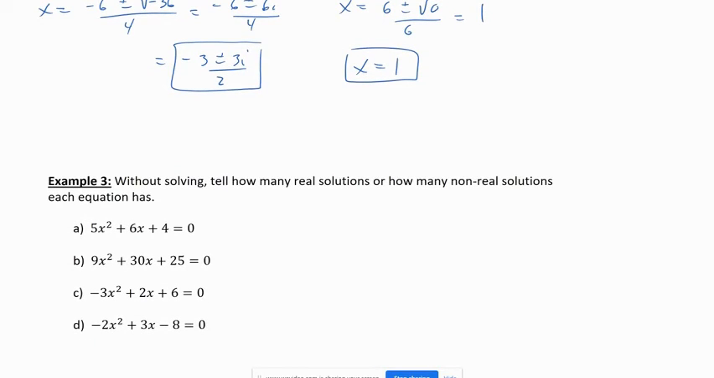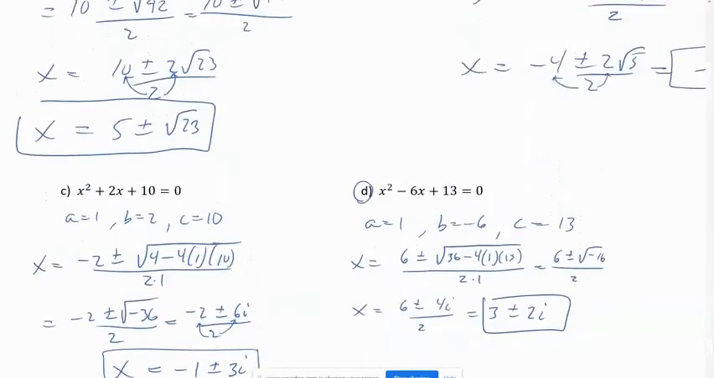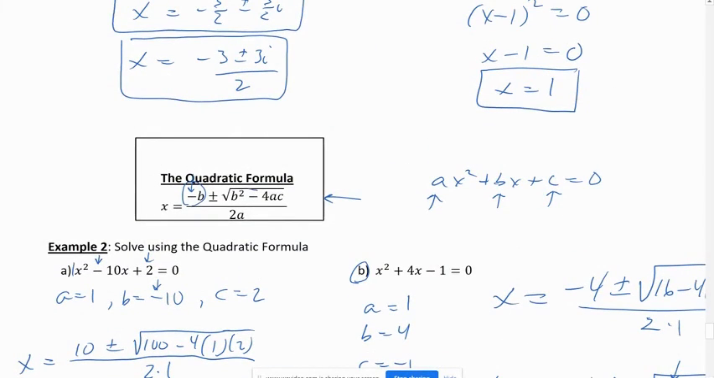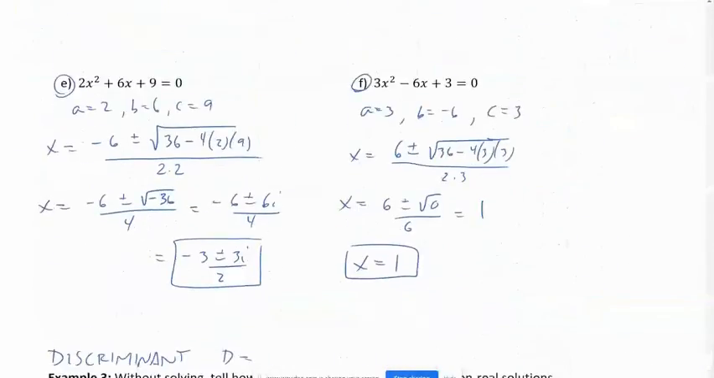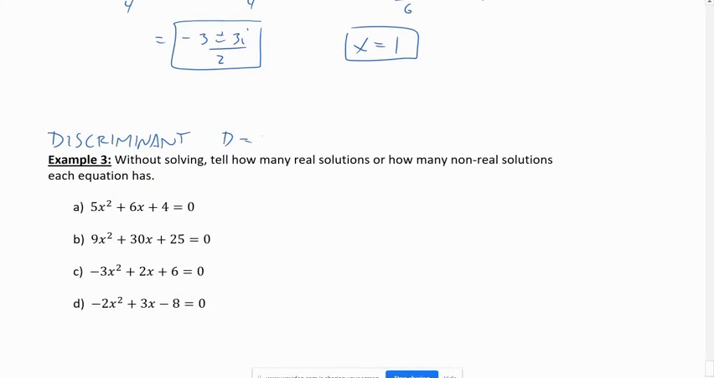For the last example, we're not asked to solve these equations. We're just asked to tell how many real and non-real solutions each has. And in order to do that, we're going to use what's called the discriminant. The discriminant is the same quantity that we put under the radical in the quadratic formula. So it's b squared minus 4ac with no radical. And so the discriminant is just b squared minus 4ac.